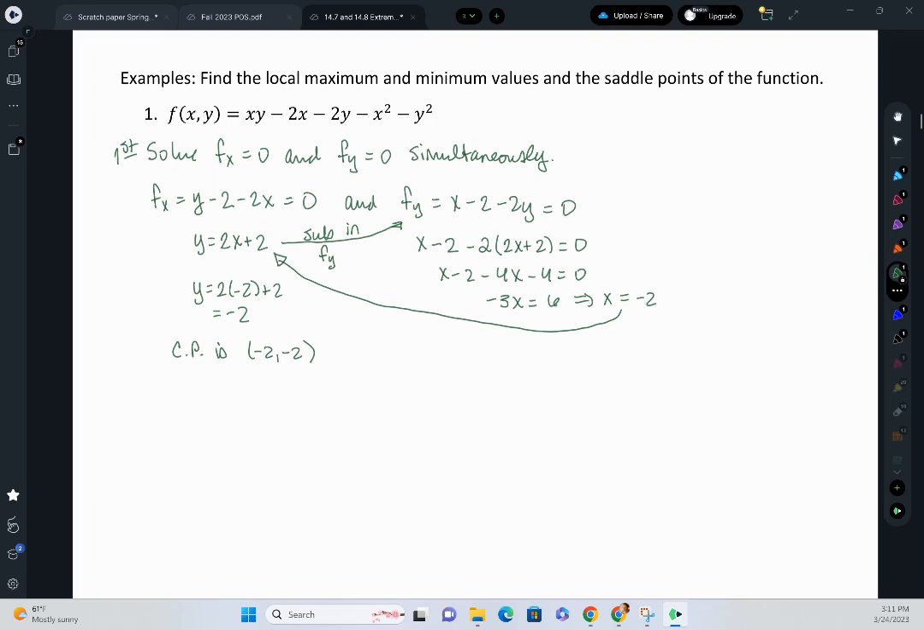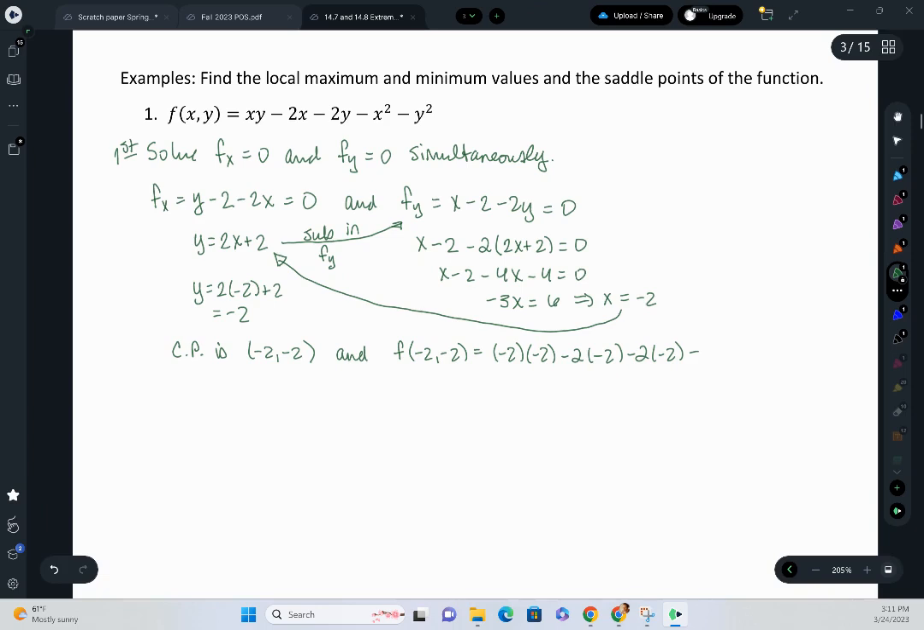One thing I can find right here is the function value at the critical point. So f of negative 2, negative 2 is going to equal negative 2 times negative 2, minus 2 times negative 2, minus 2 times negative 2, minus negative 2 squared, which is 4. So minus 4, minus 4. This is going to give me 4 plus 4 plus 4 minus 8 for a grand total of 4.